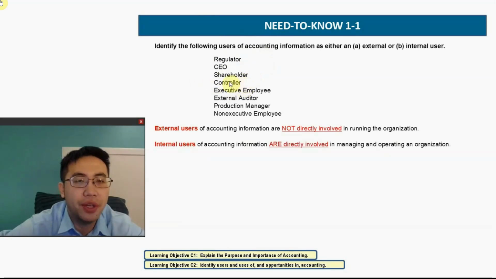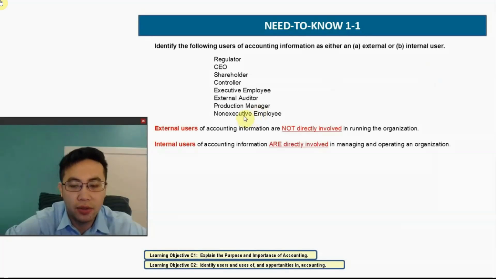The controller is in charge of the accounting information. So this is the information top guy. So definitely that's an insider. You also have employees. As long as it's an employee, no matter at an executive level or at a janitor level, these are internals. And you also have external auditors. Of course, these are external, like the independent Big Four accounting companies, Ernst & Young, Deloitte. You also have production managers. Well, these are employees, so this is internal.